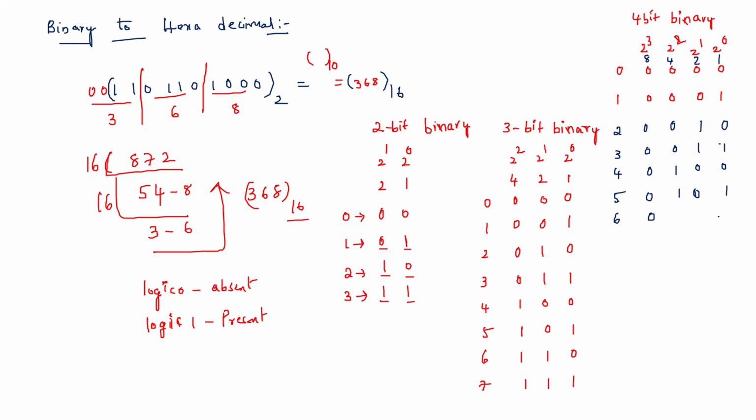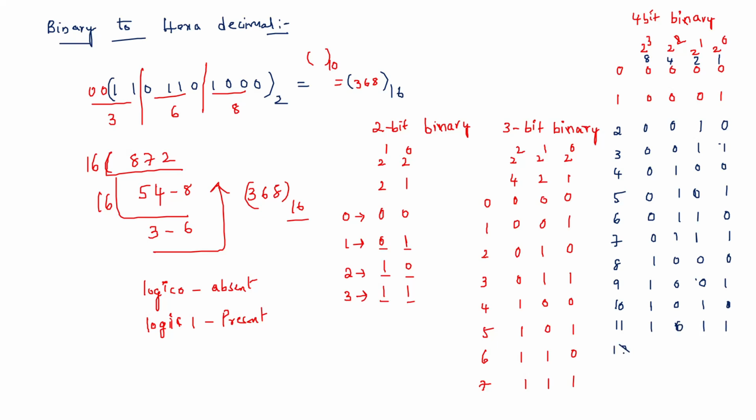6 means 0, 1, 1, 0. And 7 means 0, 1, 1, 1. And 8 means 1, 0, 0, 0. 9 means 1, 0, 0, 1. And 10 means 1, 0, 1, 0. Are you getting my point, all of you? 11 means 1, 0, 1, 1.